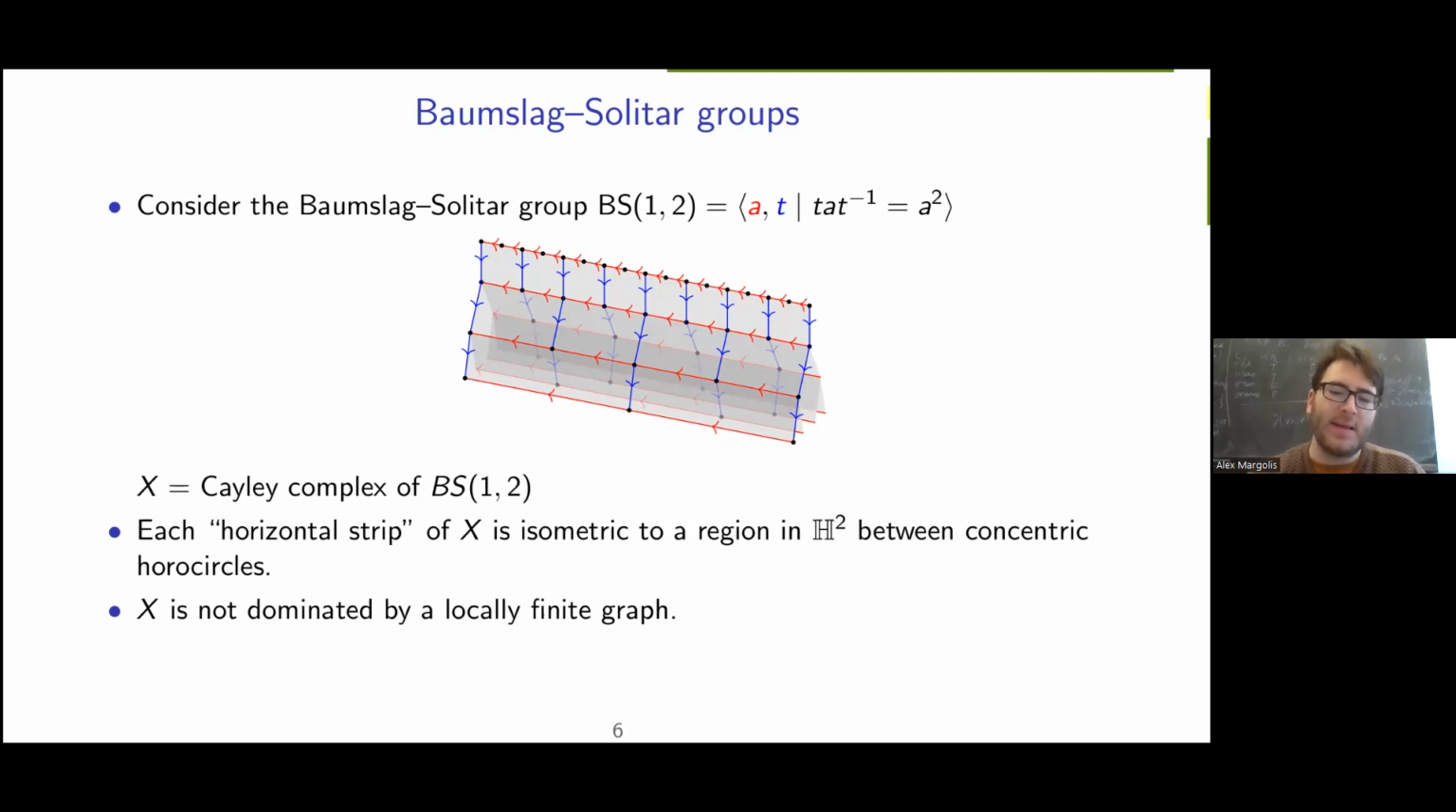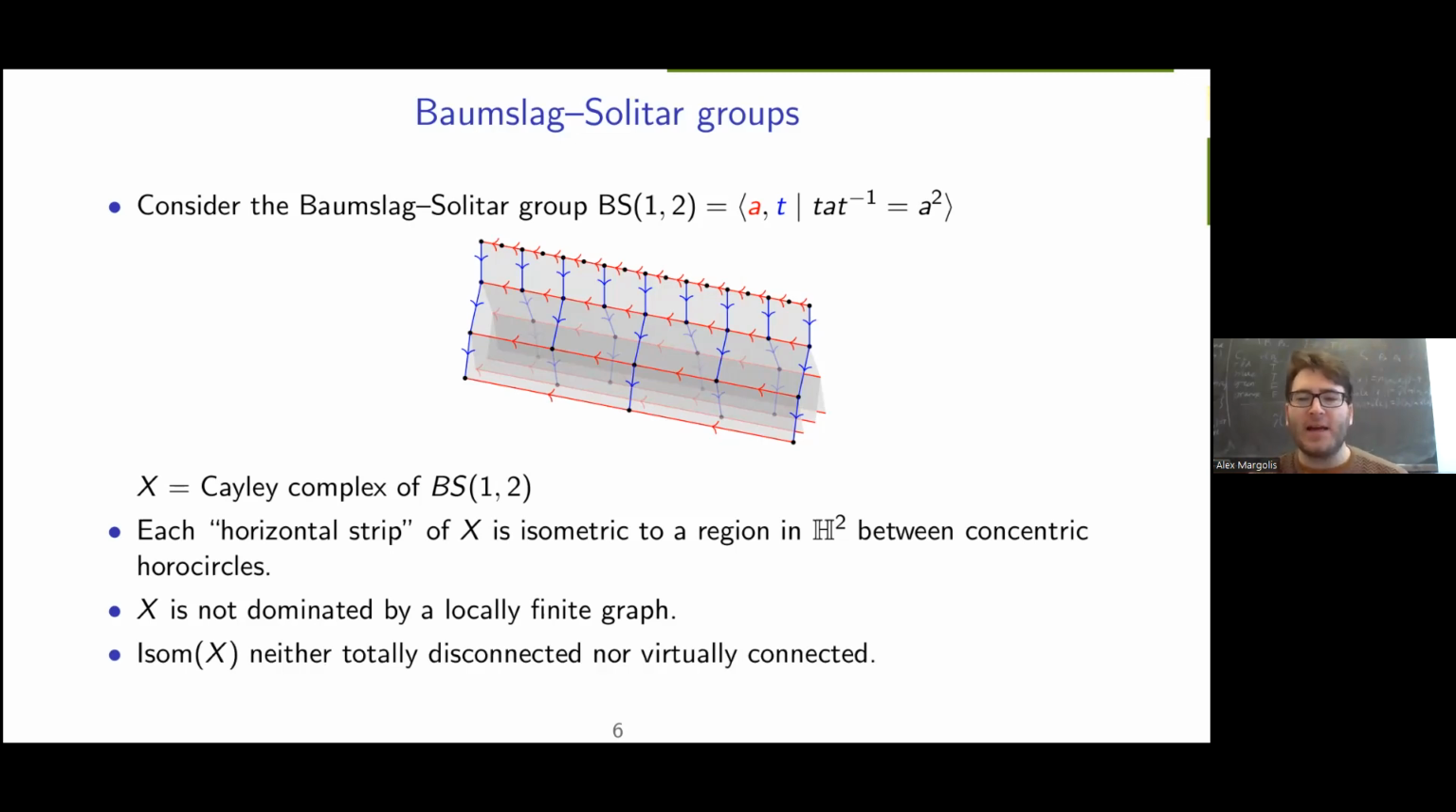And that means that the isometry group of this space won't be totally disconnected and won't even be compact. And so by the proposition we just saw, that means that this model geometry X is not dominated by a locally finite graph.